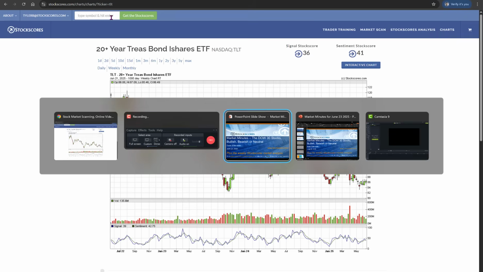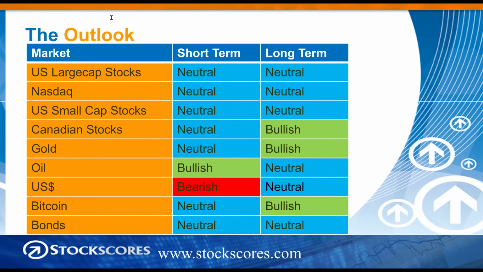So my ratings then, neutral on both time frames for all of the US stock markets. Canadian stocks, short-term neutral, long-term bullish. The same for gold. Oil, short-term bullish, good upward momentum, but long-term neutral because it is hitting that resistance. The US dollar, short-term bearish, but because it's at support, I've put a neutral rating on it long-term. And then Bitcoin, neutral short-term, long-term bullish, and bonds, neutral on both time frames.